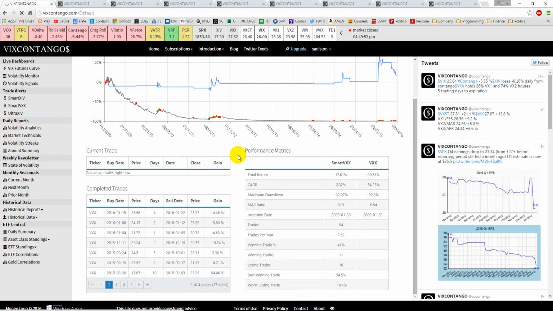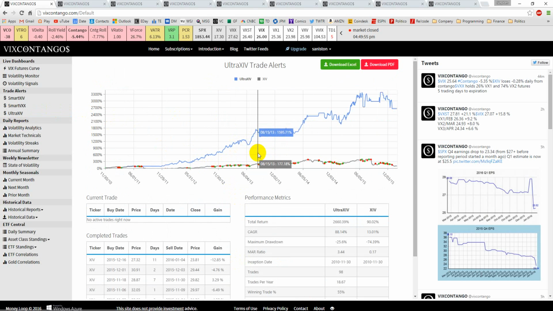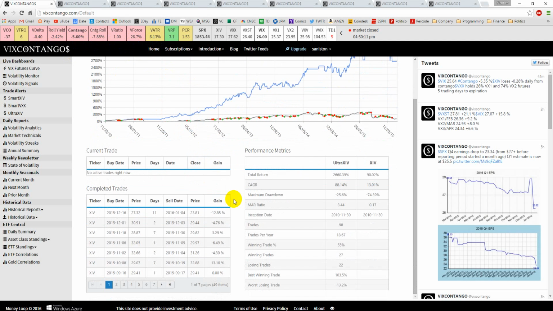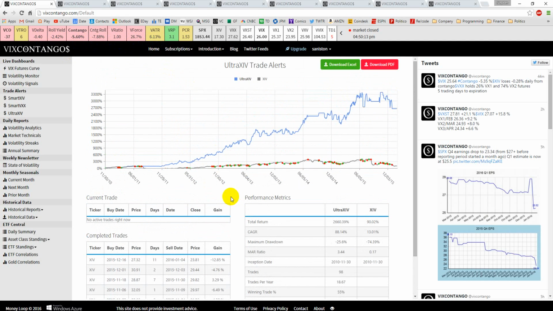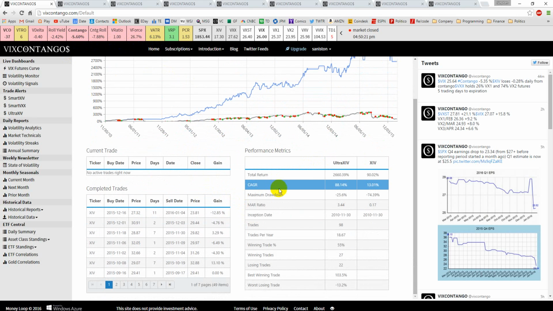The final strategy is the Ultra XAV strategy. This strategy is like the Smart XAV strategy. It also invests on a daily basis. However, it is a more risky strategy. It tries to get in a little earlier, when some of these indicators are not in the green, when they're only in the yellow. Since the XAV has done really well over the past 5 years, it has had a very good overall return. As you can see, the compounded annual return is about 88% versus 13% for the XAV.